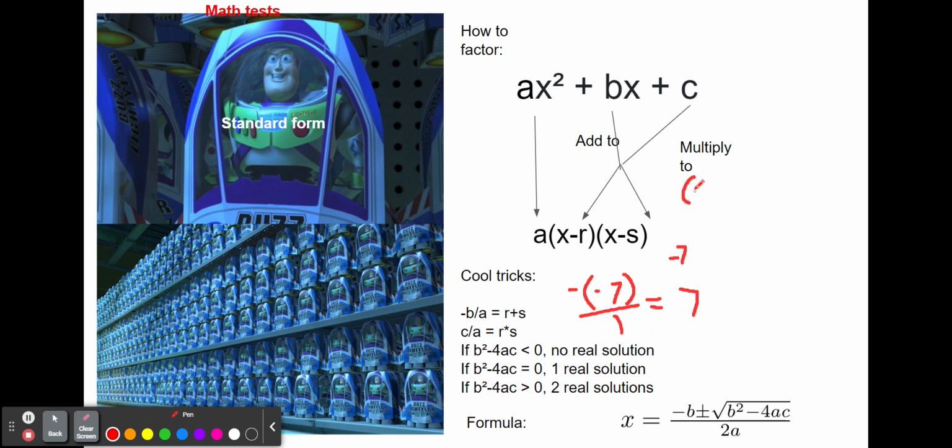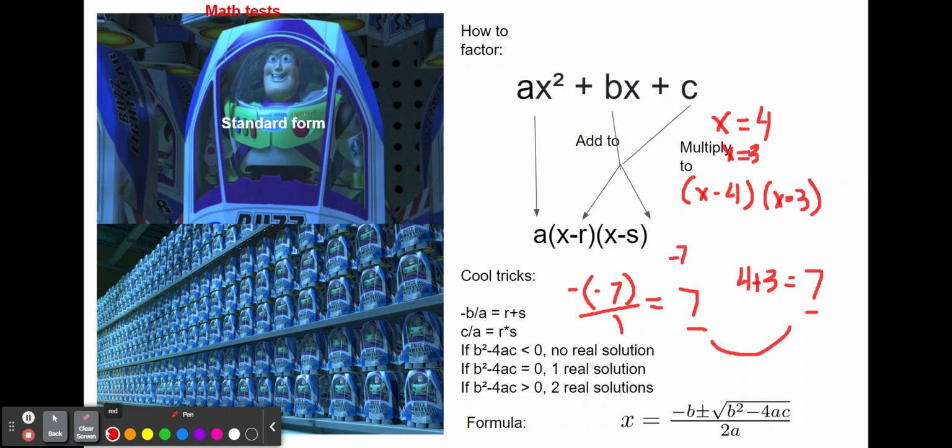If we remember, we had x minus 4 and x minus 3. To get our zeros, our solutions, or our roots, what we have to do is set them equal to 0. So it would be x equals 4 and x equals 3. And 4 plus 3 just so happens to be 7. So these two will always be the same.